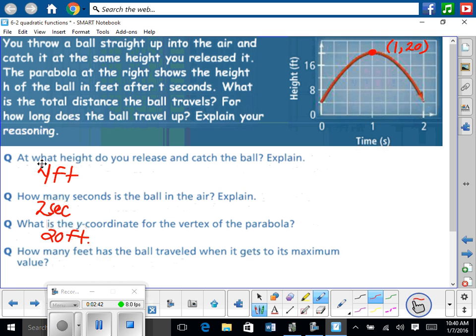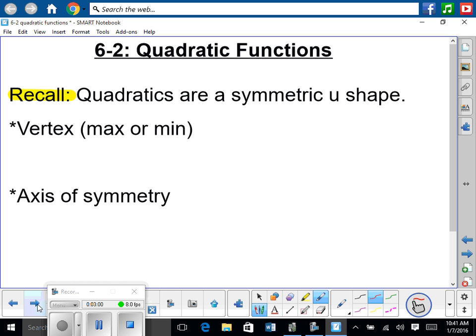Good question. How many feet has the ball traveled when it gets to its maximum value? I'm going to read that again. How many feet has the ball traveled when it gets to its maximum value? Isn't that from here up to here? So that is 16 feet. Any questions on that? Okay, moving on. All right, good job, guys.